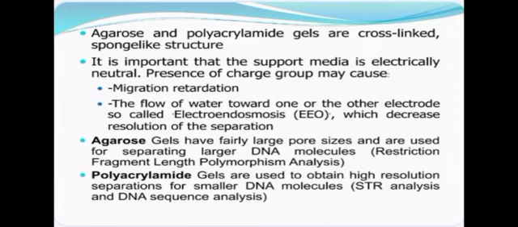The second gel, polyacrylamide gels, are used to obtain high resolution separations for smaller DNA molecules. So polyacrylamide gels affect gel electrophoresis. Agarose and polyacrylamide gels are cross-linked, sponge-like structures. It is important that the support media is electrically neutral, as the presence of charged groups may cause migration retardation and the flow of water towards one or the other electrode, so-called electroendosmosis, EEO, which decreases resolution of the separations.